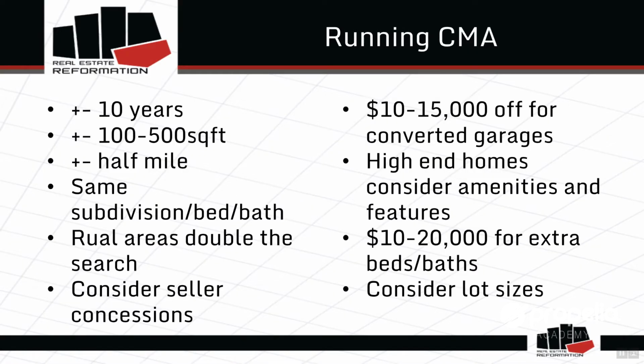I usually, guys, whenever it comes to beds and bathrooms, depending on the price point, generally about $10,000 to $20,000 extra for additional beds, additional baths, as far as the pricing on where you're going to price your home in comparison to others. And then last but not least, please consider the lot sizes, okay?